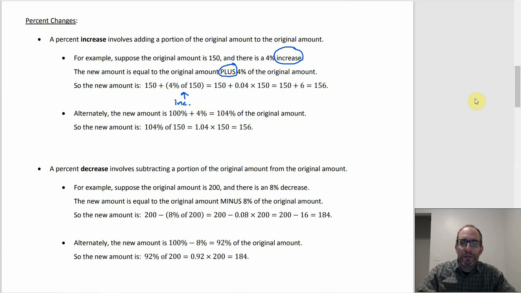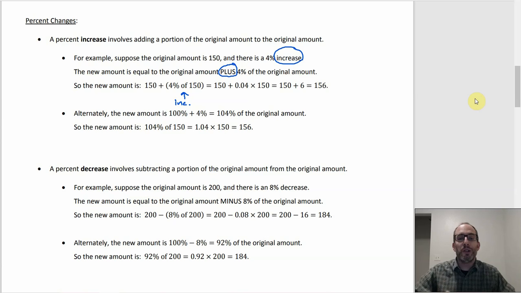The alternate way of doing it, which is faster, but I suppose is slightly less explicit, but if it makes sense to you, then certainly you can use it. You could say that the new amount would be 100% of what we start with, right? Which is just kind of a redundant way of saying the original amount. But 100% plus 4%, so 104% of the original amount.